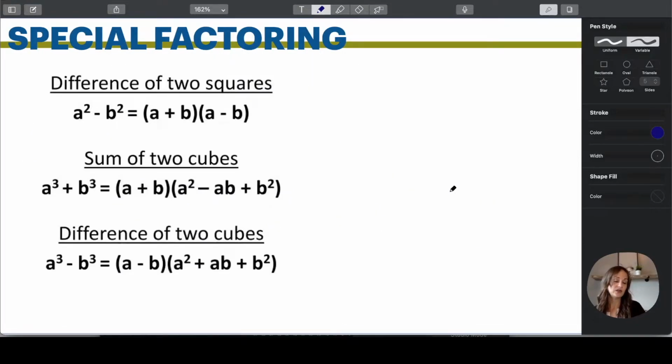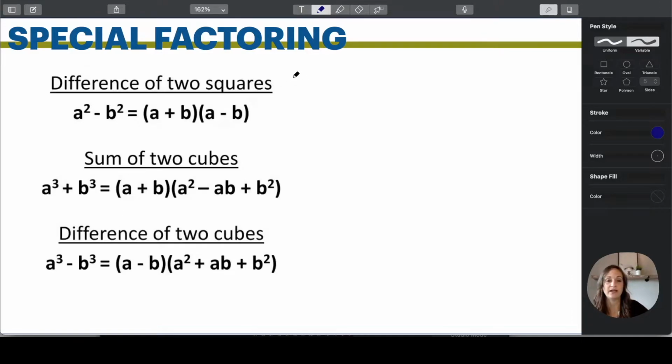Now, in order to solve polynomials by factoring, there are actually 3 different ways that you can use special factoring. The first we have discussed in the past, the difference of 2 squares. Anytime you have something that is a perfect square minus something that is also a perfect square, you can place them into 2 parentheses with opposite signs. Now, there is something new called the sum of 2 cubes. If you have 2 variables or numbers that are perfect cubes, then you can also place them according to this formula. And then the difference of cubes, same thing.